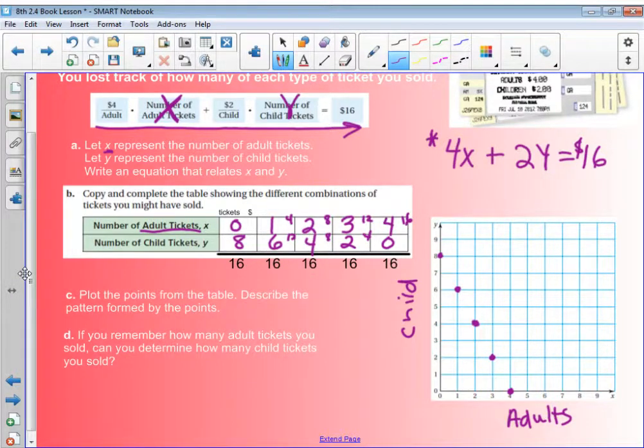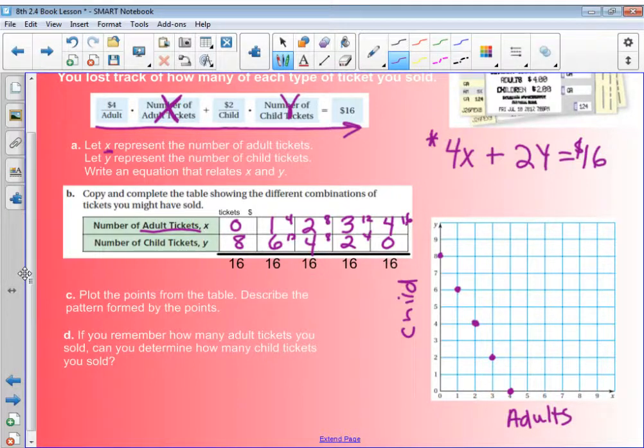So it says describe the pattern formed by the points. There's a couple different ways that you could describe this. Well, you could say the more child tickets you buy, the less adult tickets you can buy, or vice versa. The more adult tickets you can buy, the less child tickets you can buy. And we do notice by looking at this that it is a decrease as we go from left to right. So it is a negative slope.